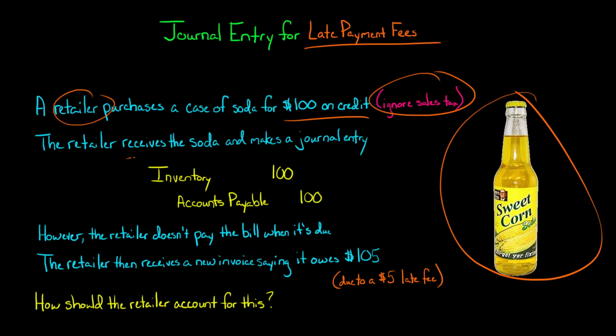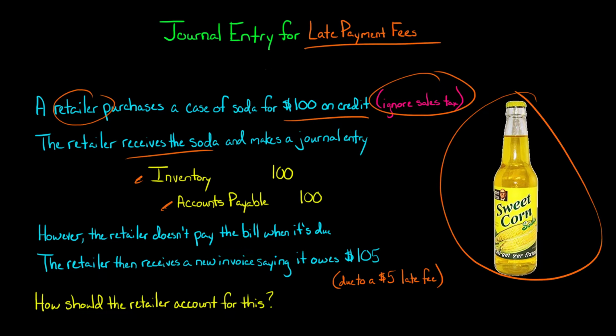When the retailer receives the soda, they're going to make the following journal entry. They're going to debit inventory for $100 and they're going to credit accounts payable for $100. With accounts payable, of course, being a liability that recognizes that the company still owes $100 for that inventory.